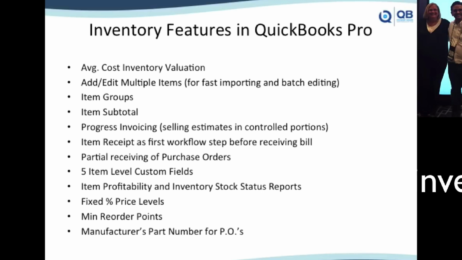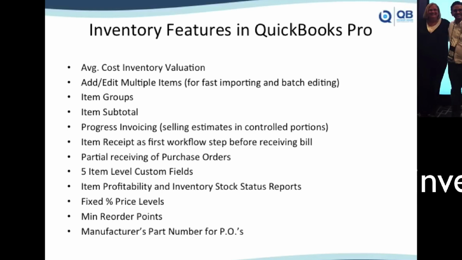Add/edit multiple items is incredible for batch editing and importing items, which is crucial when you have a lot of items. With QuickBooks Online, I hate the fact that it takes so long to update pricing and stuff like that. Item groups. So if you sell tires, you can sell a package or a kit of 4 tires or something like that. That's a great thing about groups, it's grouping them together.